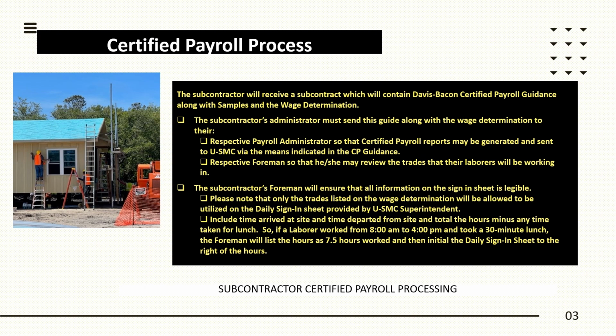So the trades listed on the wage determination are the only ones that are permitted on the daily sign-in sheet provided by Upside Management's superintendent. This includes the arrival and departure times, the total hours worked, deducting any lunch breaks. For example, if a laborer works from 8 to 4 p.m. with a 30-minute lunch, then you would record 7.5 hours, and then the foreman would initial the daily sign-in sheet.